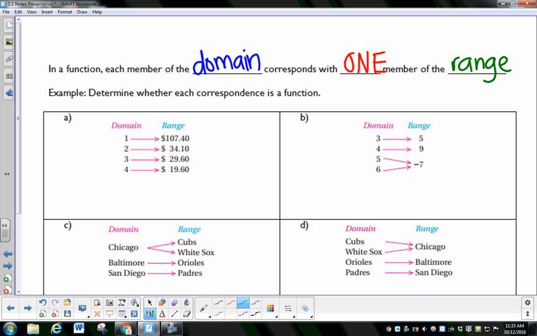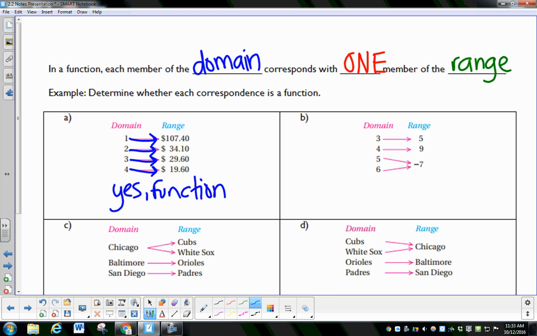So for example here, we're going to determine whether each of these correspondences is a function. This first one, each member of the domain corresponds with exactly one member of the range. 1 goes to 107.40, 2 goes to 34.10, 3 goes to 29.60, 4 goes to 19.60. So yes, this is a function. Each member of the domain corresponds with one member of the range.